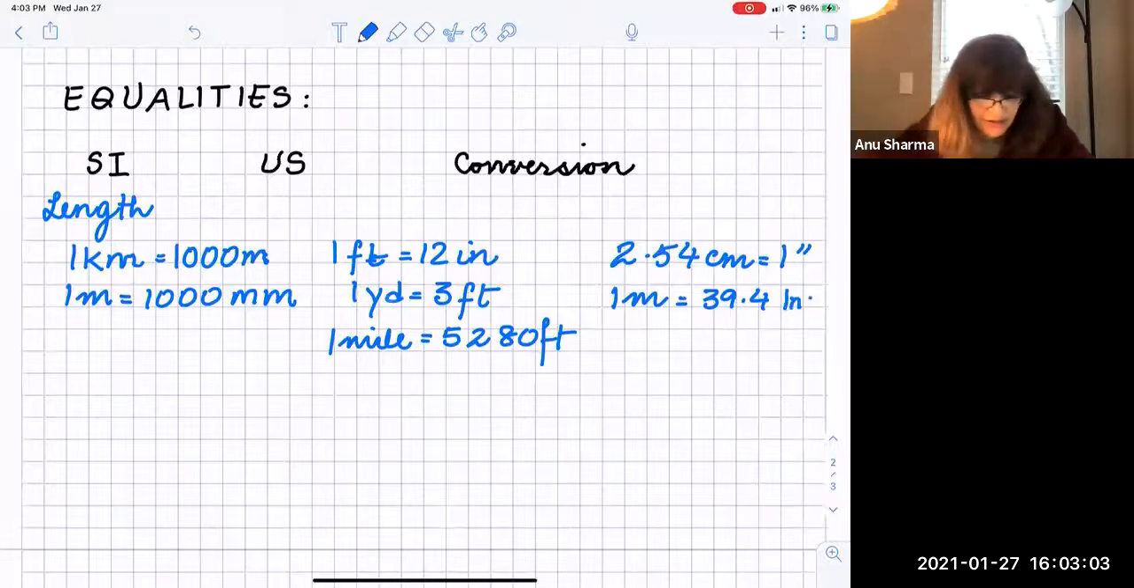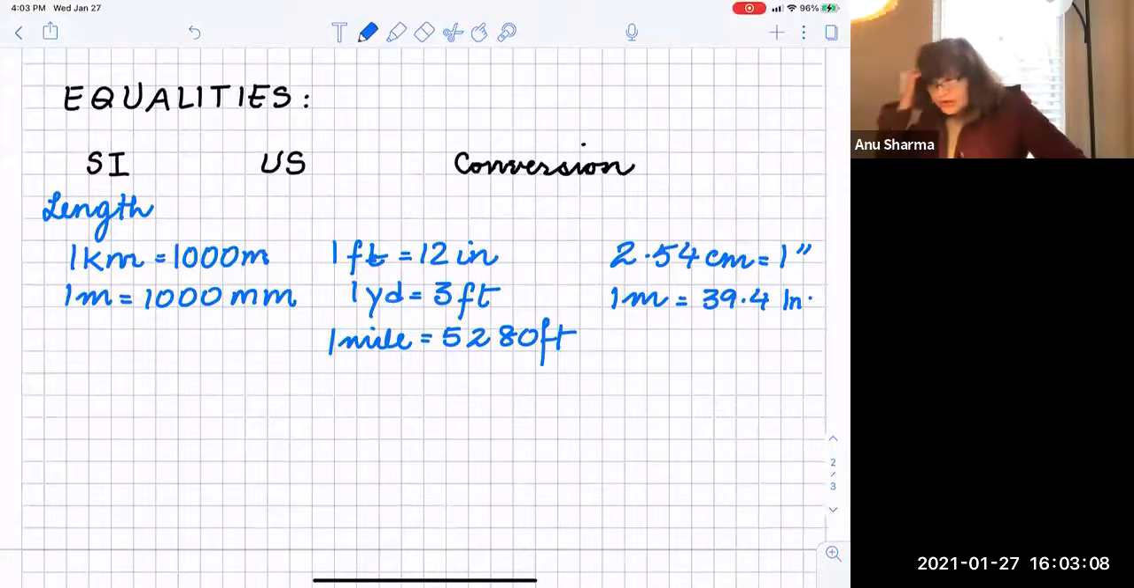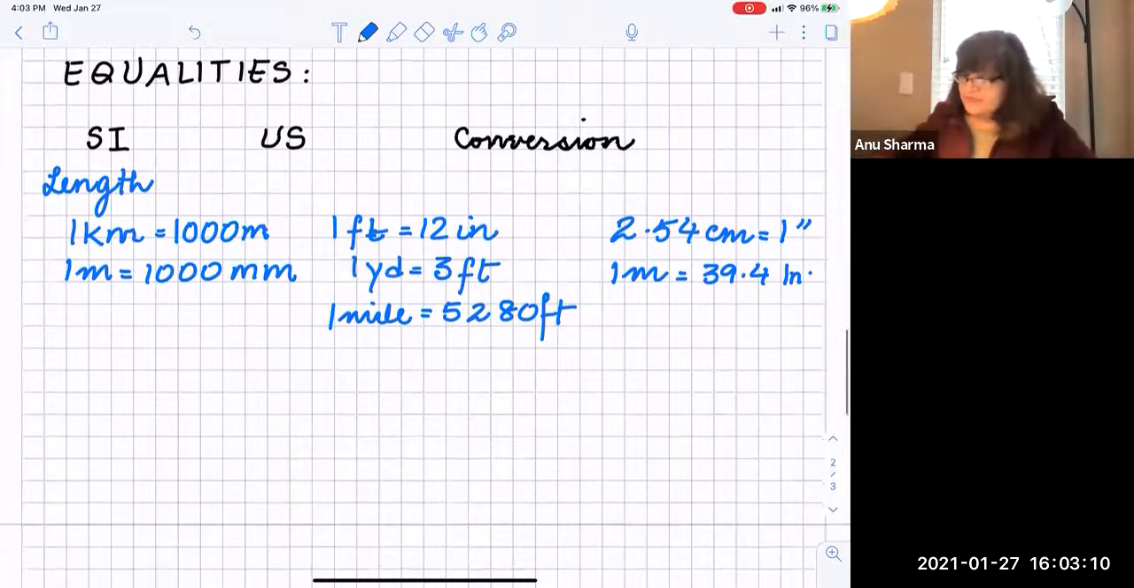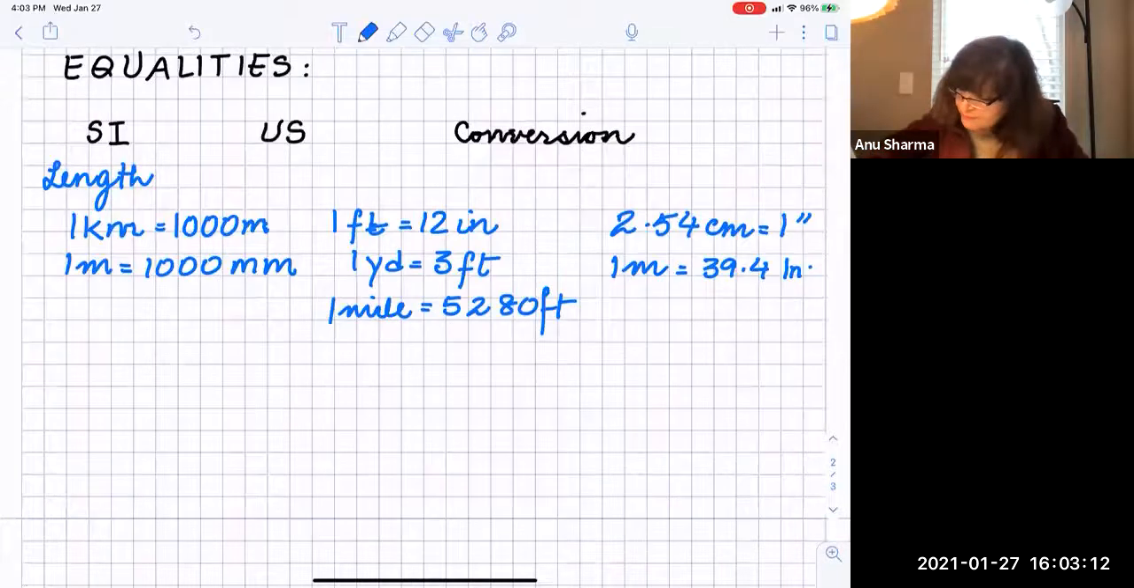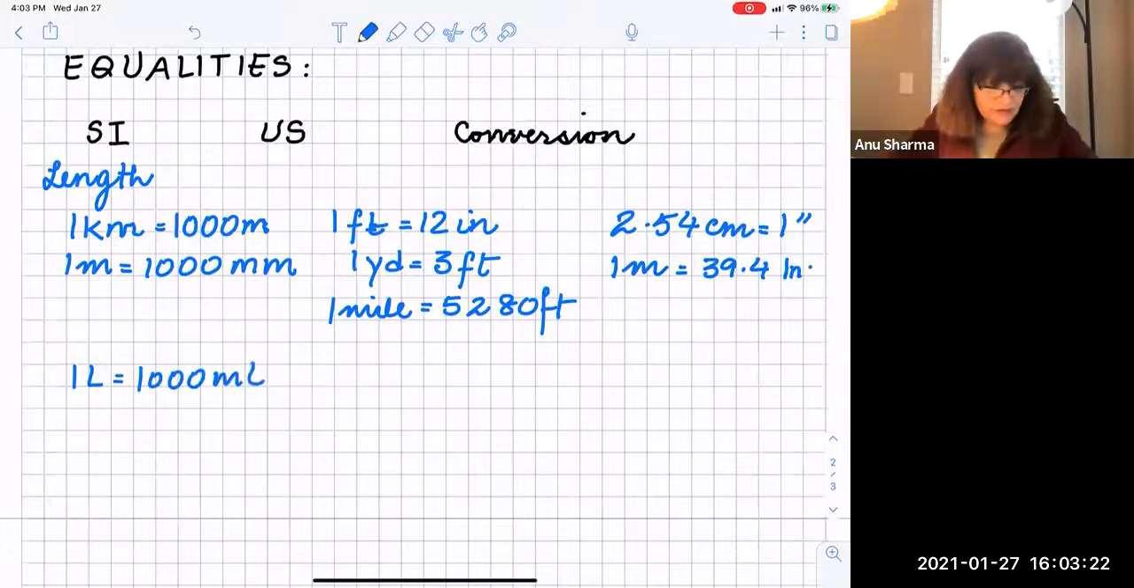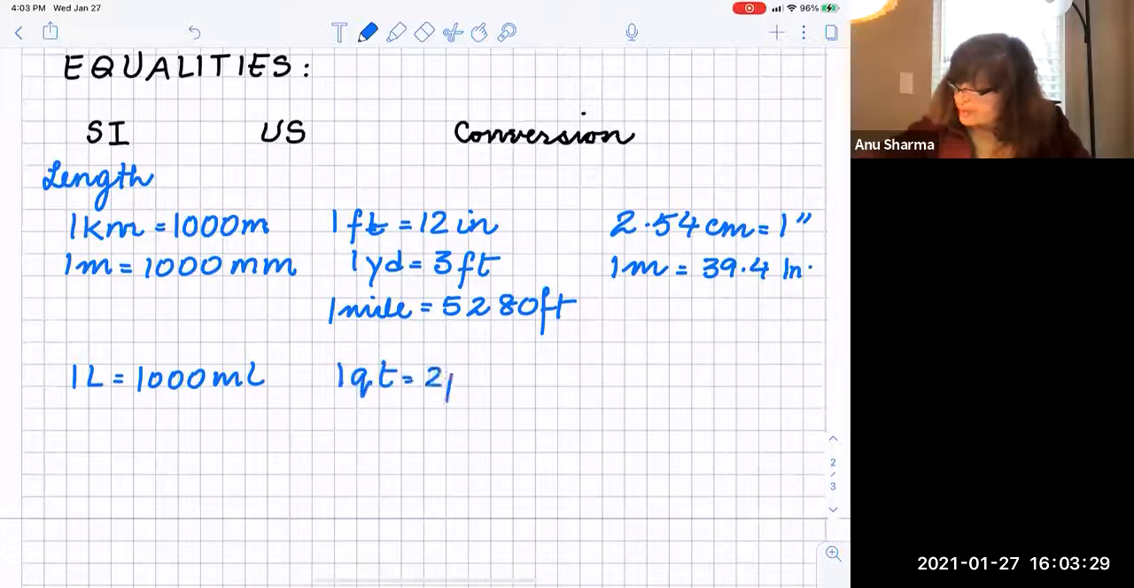Okay, and then similarly 1 kilometer is some miles. So these are just the basic conversions of the two systems. Similarly, if you have a volume, I'm going to take a few examples. For example, 1 liter, which you are commonly going to use in this course, is equal to 1,000 milliliters. So this is the SI unit. Now in the US system, for example, 1 quart is equal to 2 pints. Okay, 1 gallon is equal to 4 quarts.